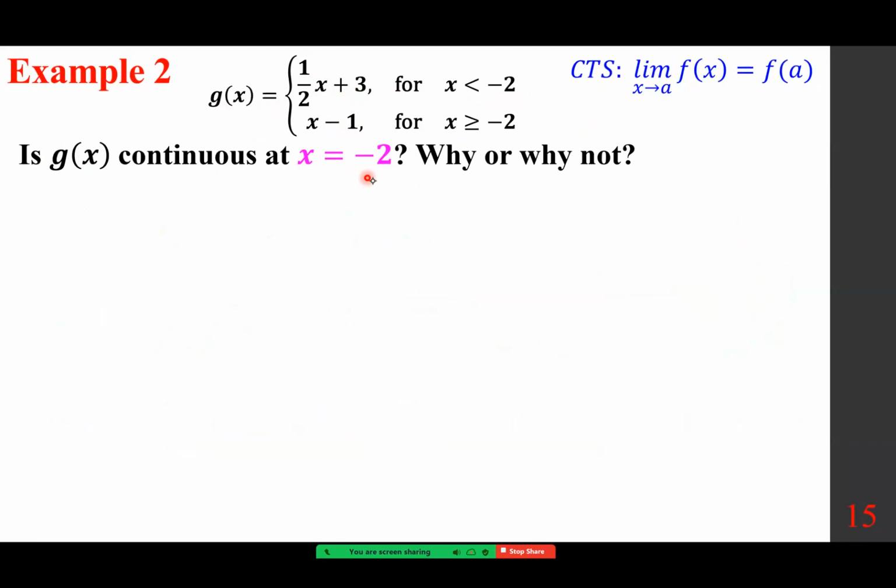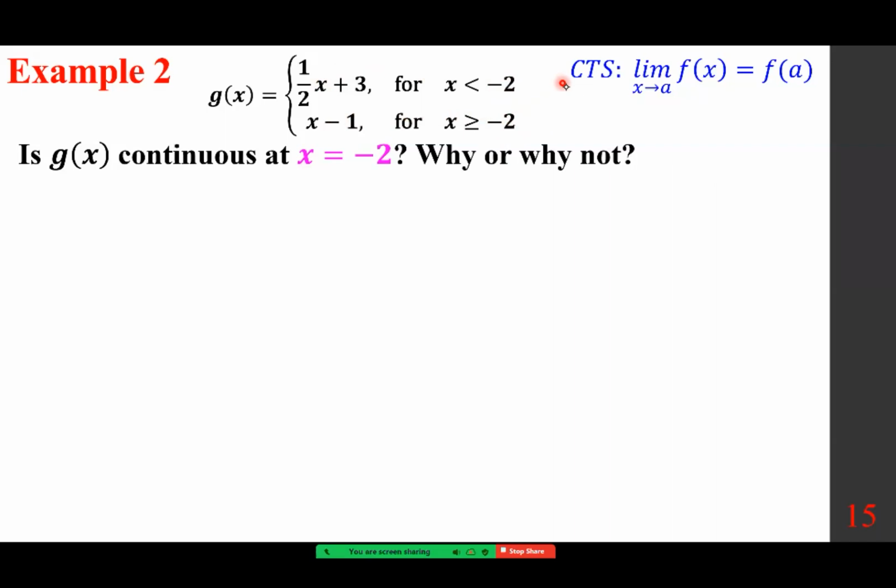Why are we looking at the endpoint? I want you to notice that the top one is a linear function. A linear function is continuous everywhere from negative to positive infinity. The bottom one is linear, also continuous from negative to positive infinity. Therefore, this is continuous from negative infinity to -2. This is continuous from -2 to infinity, except we have to check specifically at -2 to see what happens.